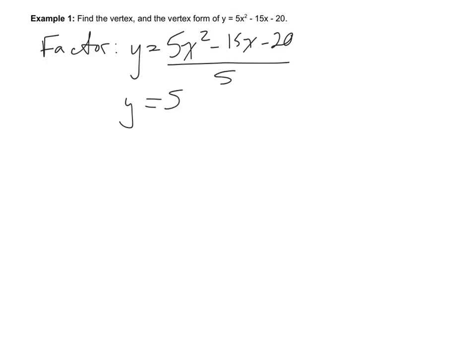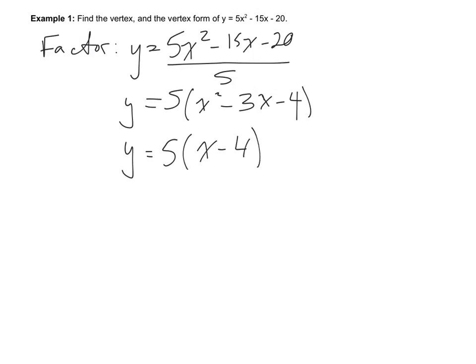So y equals 5 x squared minus 15x minus, oh, sorry, that's not 15x, that's 3x. 15 divided by 5 is 3, and negative 20 divided by 5 would be 4. That's much better now. So in my head, I think what multiplies to negative 4 and adds to negative 3, and I would think that my two factors would be negative 4 and x is positive 1.